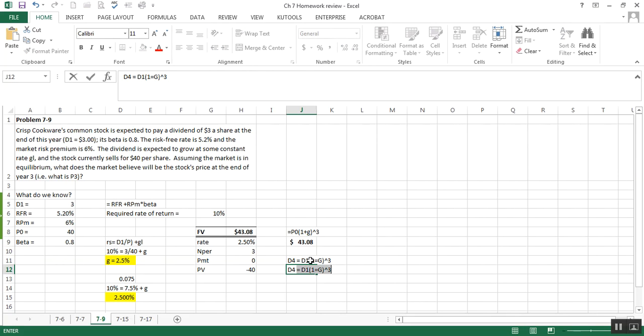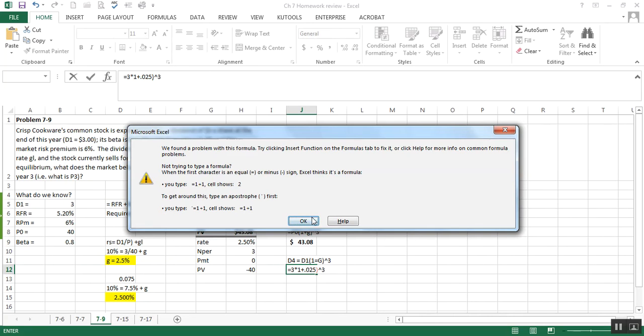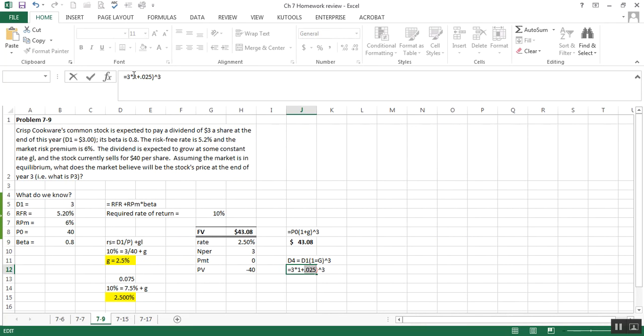D4 is equal to D1 times 1 plus the growth rate to the 3rd power. D4 equals $3 times (1 plus 0.025) to the 3rd power. Oops, forgot my parentheses. So we know that the dividend that will be paid will be $3.23.